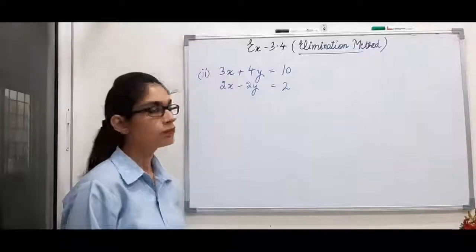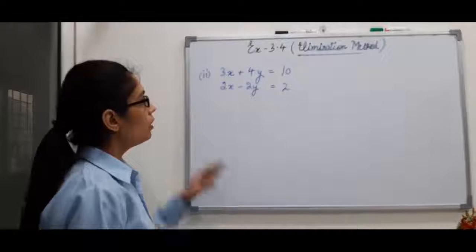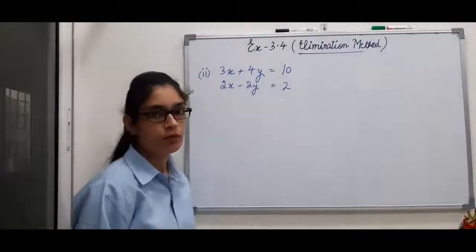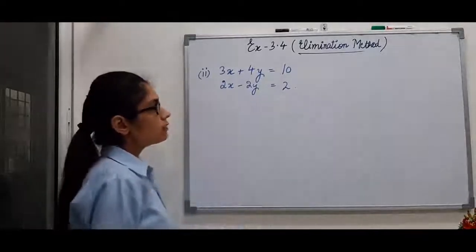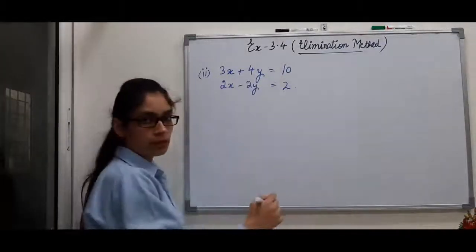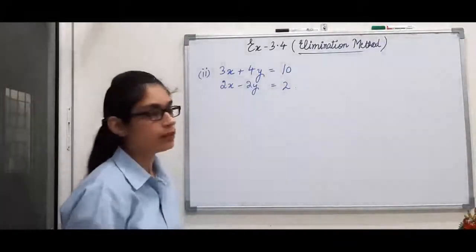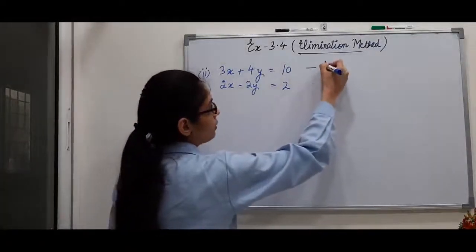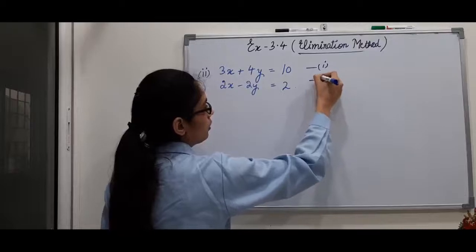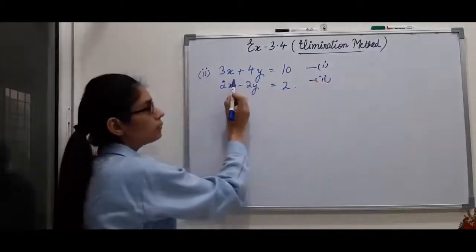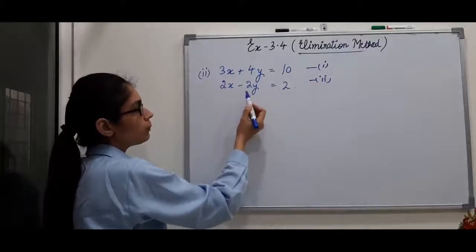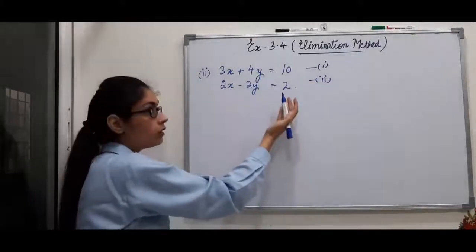Now let's apply this method in the given questions and try to understand it in a better way. This is the second part of question first of exercise 3.4. We will find the solution of this pair of equations by using the elimination method. We have been given two equations. Our first equation is 3x plus 4y equals 10. Second is 2x minus 2y equals 2.